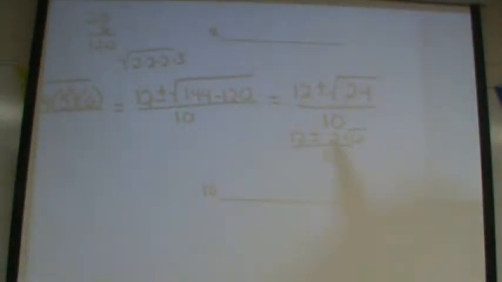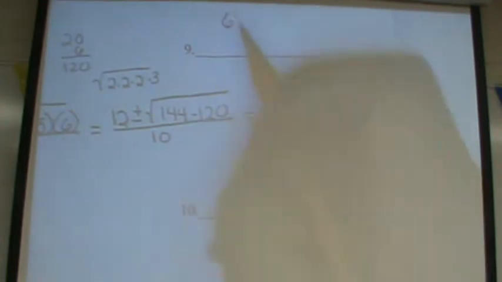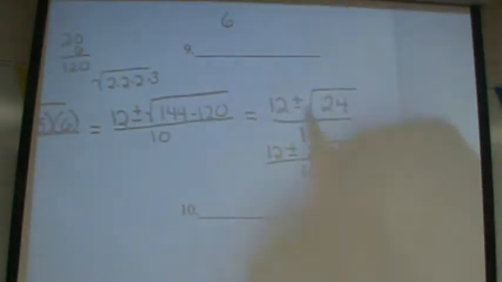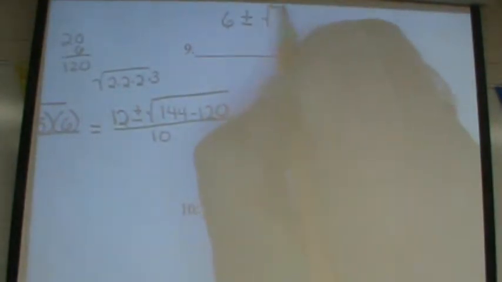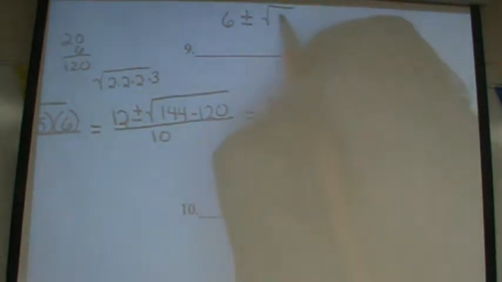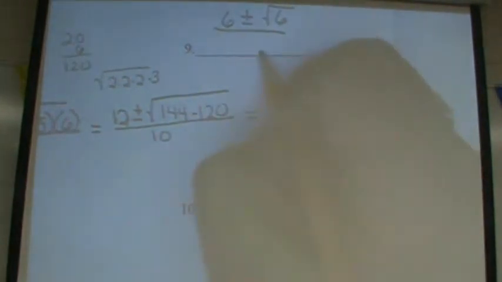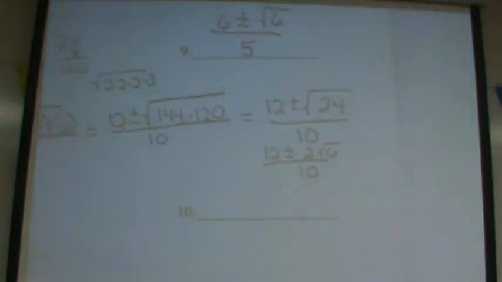And now for this, you can simplify all of these by 2. If you take a 2 out of 12, you get 6. 2 out of this. Do not take the 2 out of that. And then a 2 out of this. And that's your simplified answer.